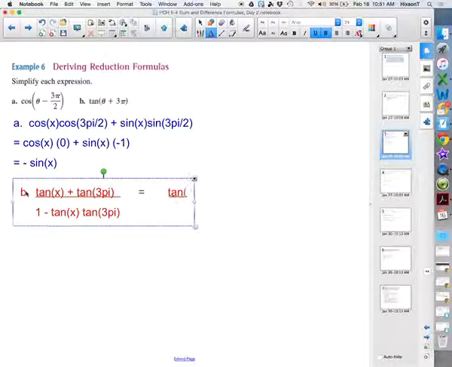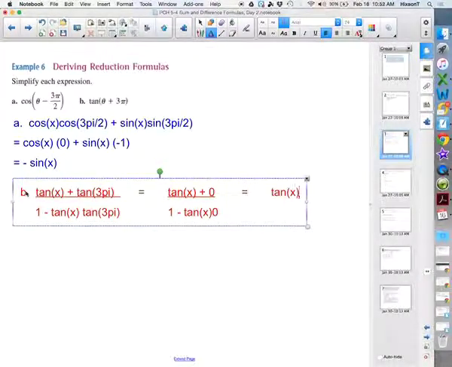We've got the tangent of x plus 0 over 1 minus tan x times 0, right? So that's just going to be 1, right? So look at what we've got. We have tangent of x over 1, which is just tangent of x, of course.